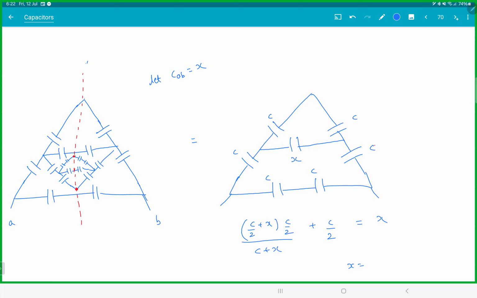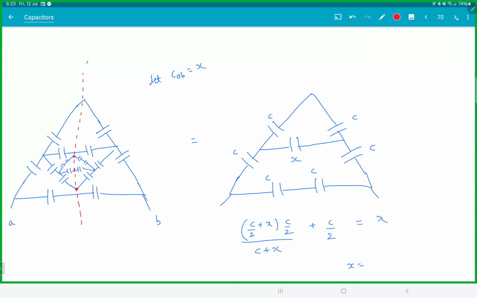This is an infinite grid with a symmetry, bisector symmetry. Clear with this? We say X is lying on the bisector. X is lying on the bisector, so what will happen?